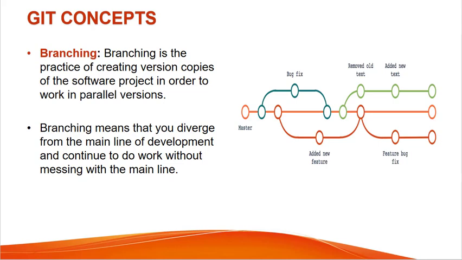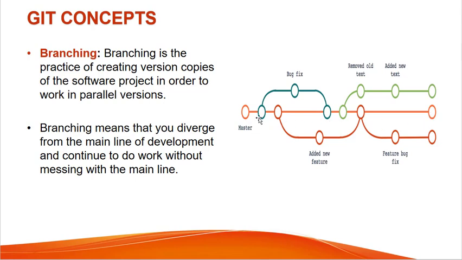Another very important Git concept is branching. Branching is the practice of creating version copies of the software project in order to work in parallel versions. Branching means that you diverge from the main line of development and continue to do work without messing with the main line.